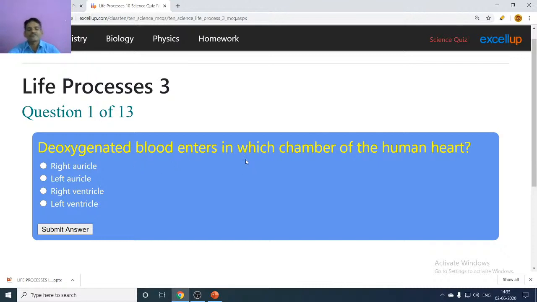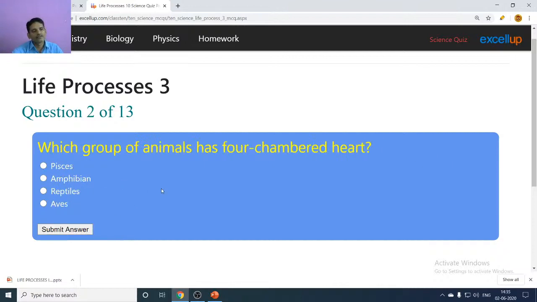The deoxygenated blood enters which chamber of the human heart? From all body parts, deoxygenated blood is collected by the vena cava, and it opens into the right atrium or right auricle. Next, which group of animals has a four-chambered heart? Fishes have a two-chambered heart. Amphibians, three-chambered heart. Reptiles, partly divided four-chambered heart. But the completely divided four-chambered heart first arrived in aves or birds.